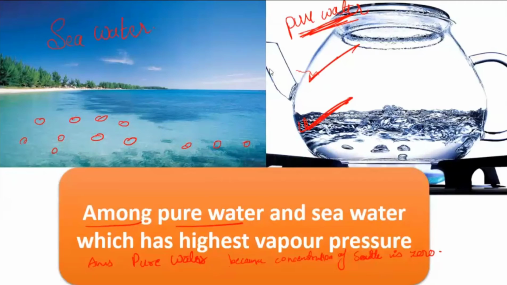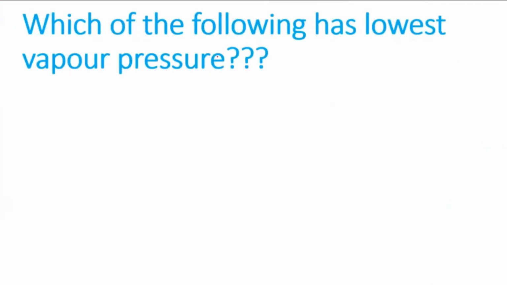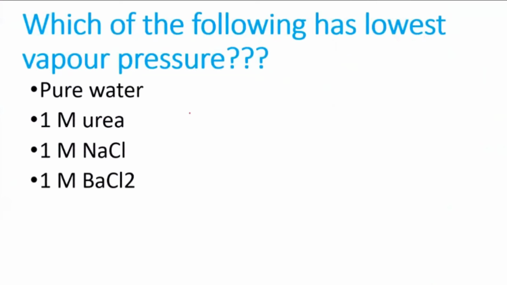Now one more question I have placed here. Which one of the following has lowest vapor pressure? Okay, so your options are this. A, pure water. B, you are having 1 molar urea. C, 1 molar NaCl, and D, I have 1 molar barium chloride.